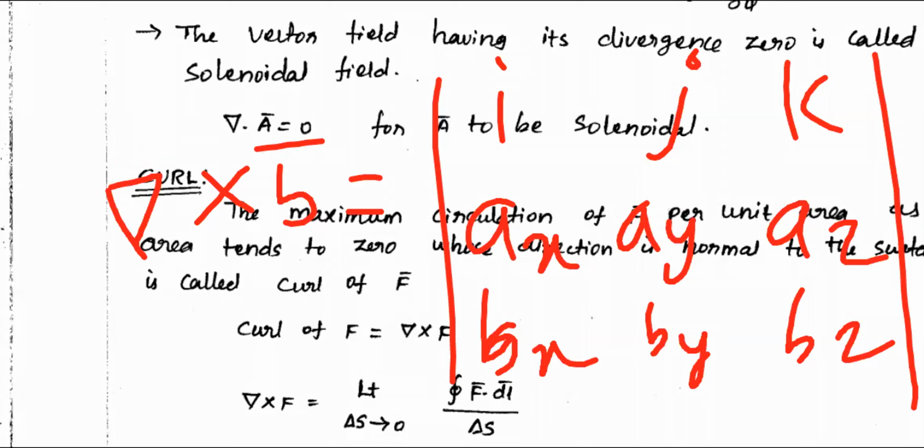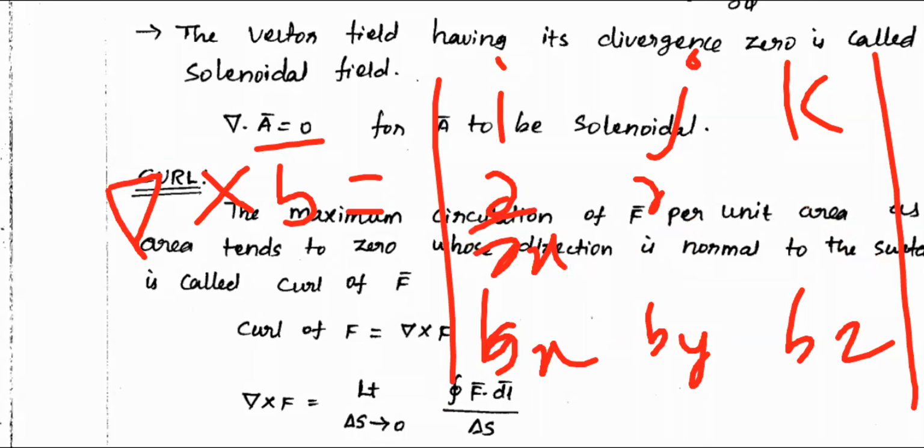The nature of del is d by dx, d by dy, and d by dz. Finally, with the help of this you can calculate the final vector value. This is the way to calculate the curl operation.